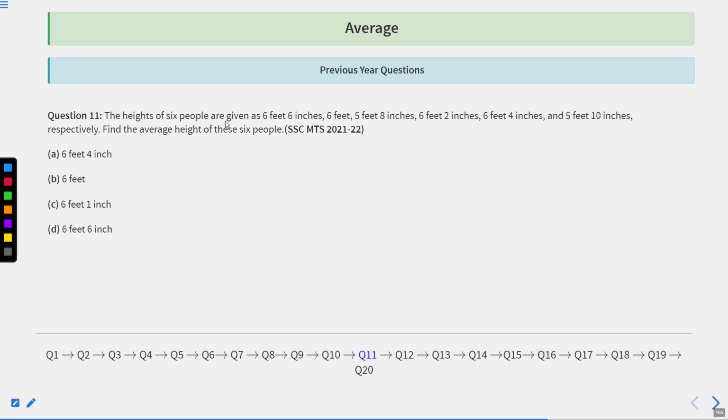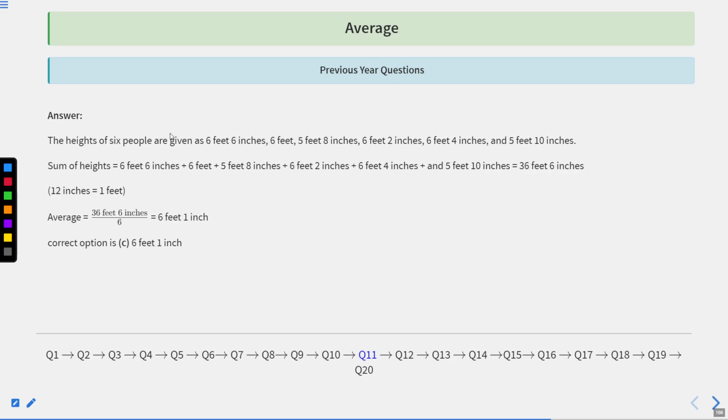Heights of 6 people are given as 6 feet 6 inches, 6 feet, 5 feet 8 inches, 6 feet 2 inches, 6 feet 4 inches, 5 feet 10 inches, respectively. Find the average height of these people.